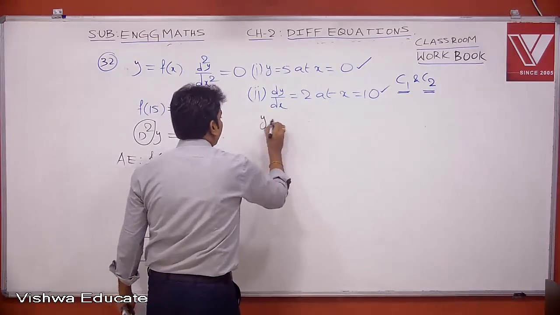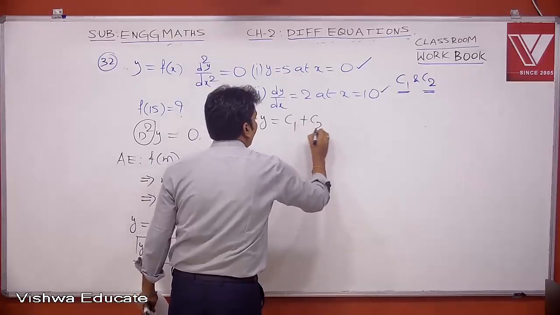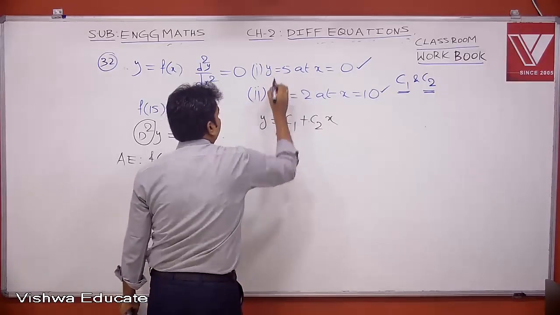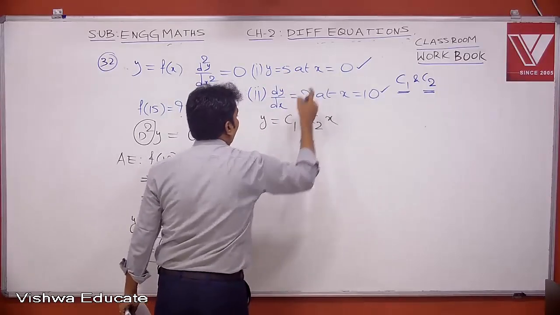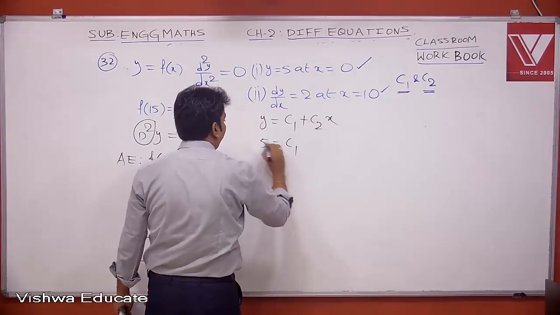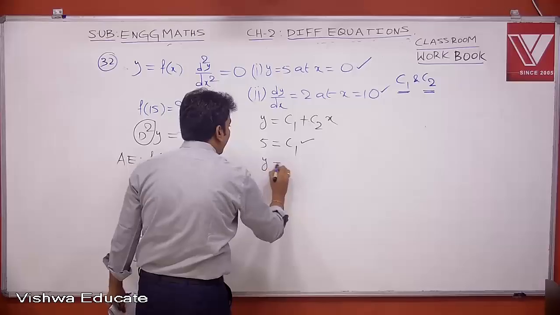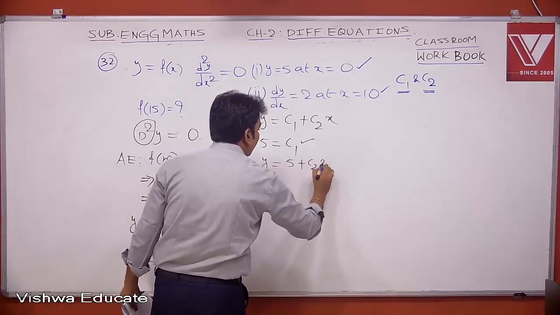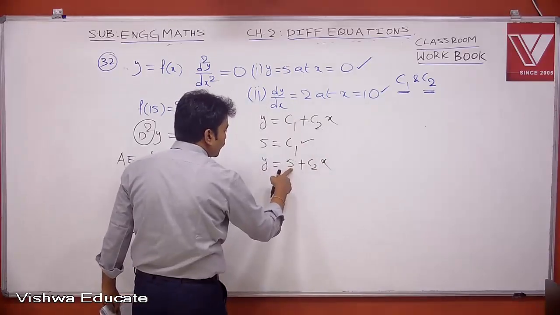What is my general solution? C1 plus c2x. The first boundary condition is y value 5 when x equal to 0. Replacing y by 5 when x equal to 0, c1 becomes 5. Therefore y equal to 5 plus c2x. I have replaced c1 by the constant 5.